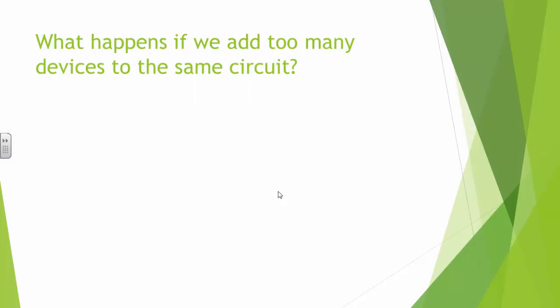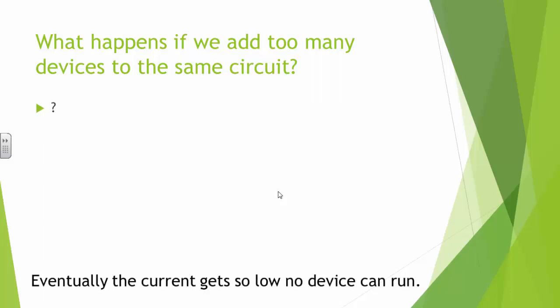Now, what would happen if we add too many devices to the same circuit, based on what we've just seen? If we just keep adding one device after another in series to a circuit, what happens? Well, eventually the current gets so low that no device will run, not even an LED. So if we keep adding devices to a series circuit, the overall resistance gets so high the current becomes too low to run any given device.